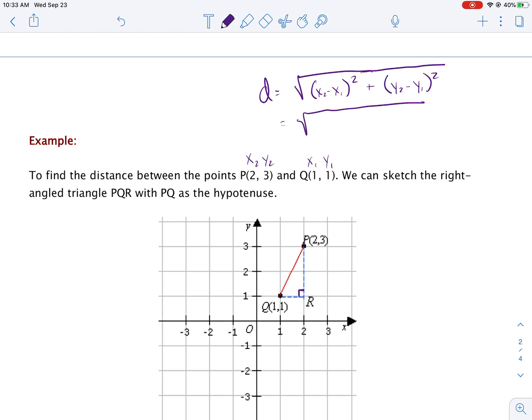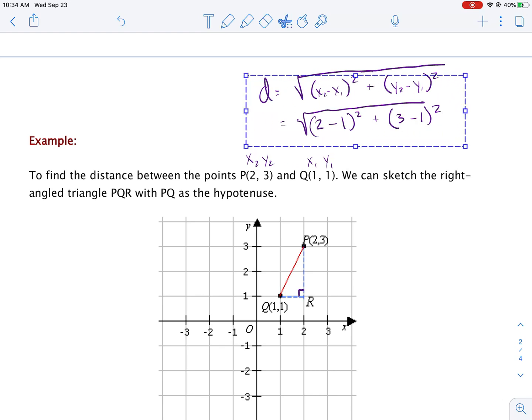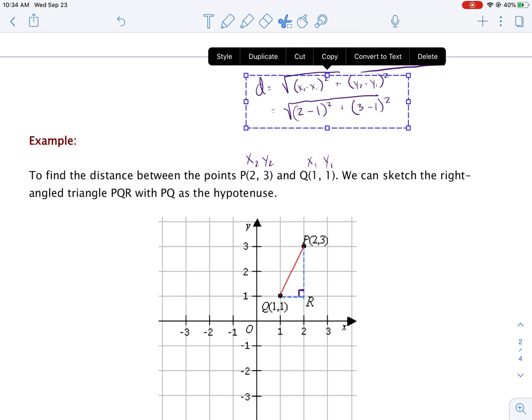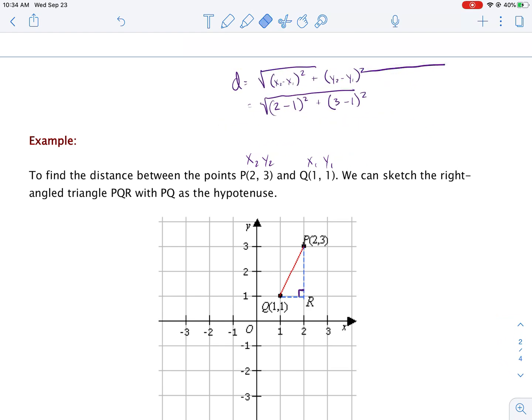So my x2 in this case is 2 minus x1 is 1 squared plus y2, which is 3, minus y1, which is 1 squared. All right. Shorten this up here. So I'm running out of room. Whoops. Sorry, I'll fix that. Okay.